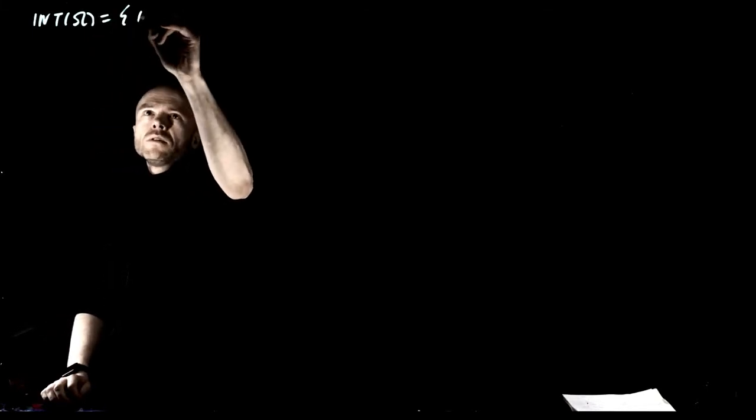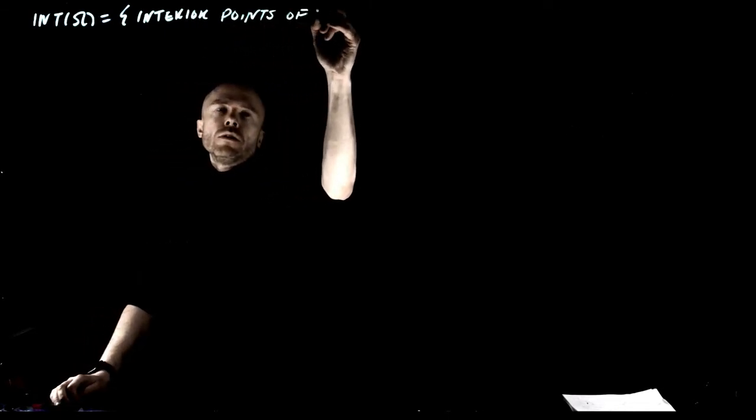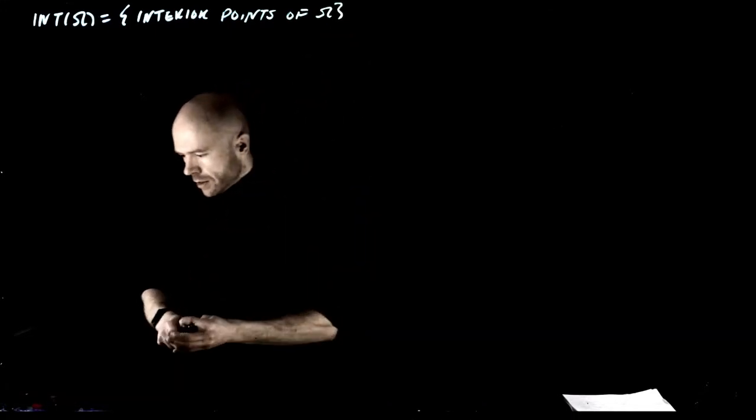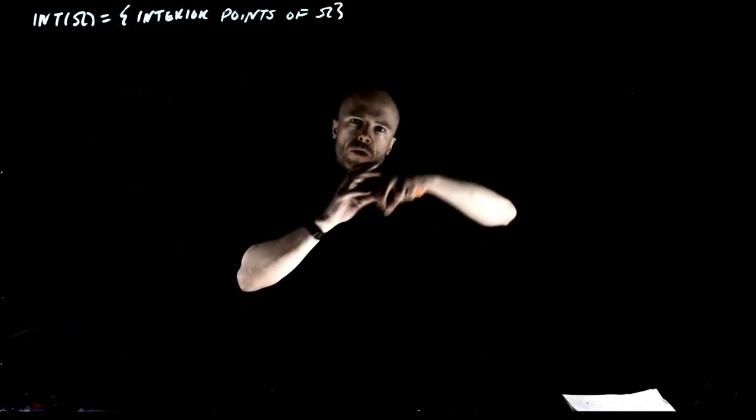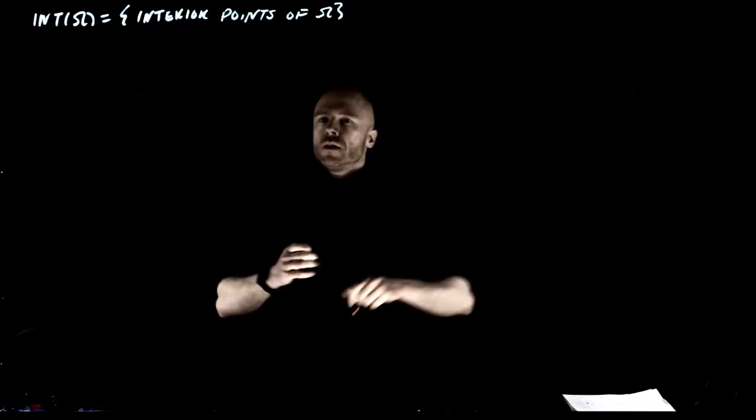So, we learned what the interior of a set was, right? So, int omega is the set of interior points, which is the set of all points such that we can fit some small ball around that point and still be inside this set. Yeah?